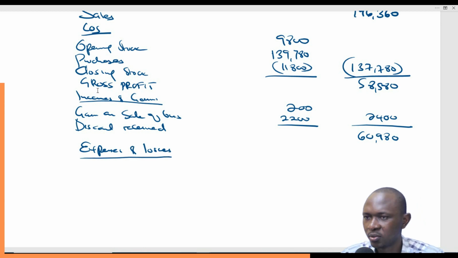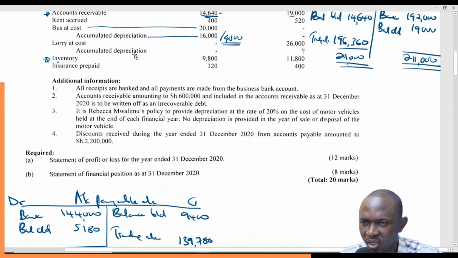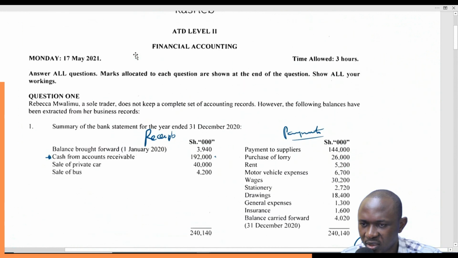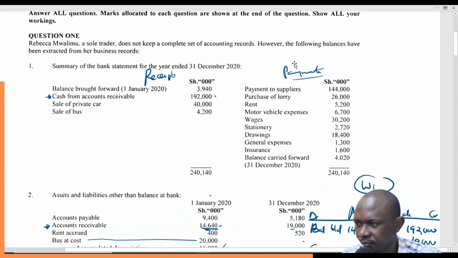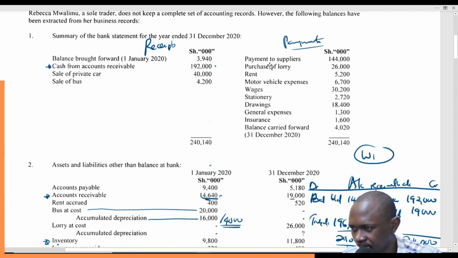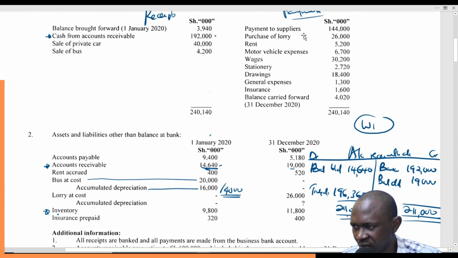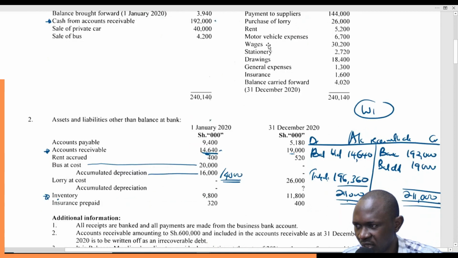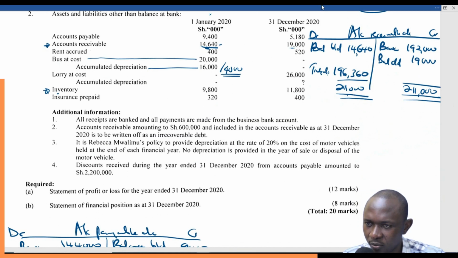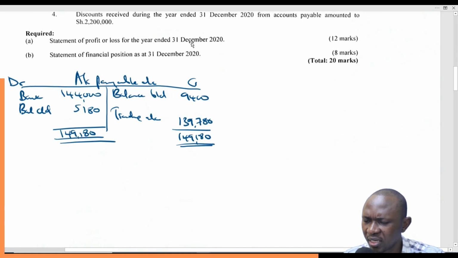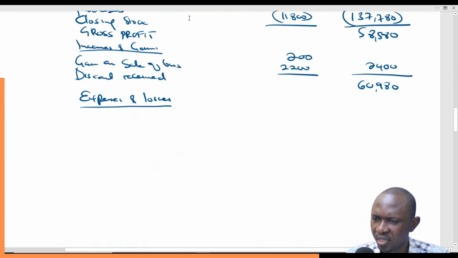Then we go to expenses and losses. For expenses and losses, we again start from here. The best point to get all these things is the payments. Payment to suppliers, and purchase of a lorry, which of course is not an expense. Rent 5,200. And there was rent accrued. So we simply come here and say rent.